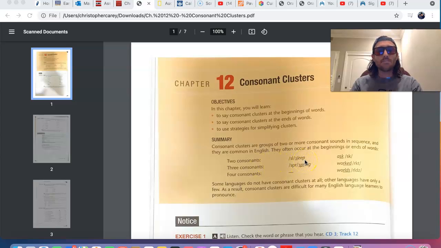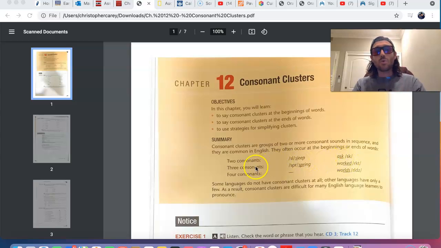Sleep. What we all love to do and don't get enough of. Sleep has an initial consonant cluster, right? Two consonant sounds, S sound and L sound. Sleep. That's at the beginning of a word, but again, you can also have them at the end of words too. For example, ask. S-K consonant sounds as a cluster together.